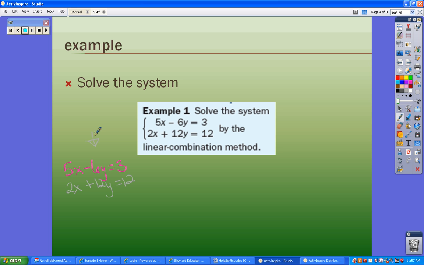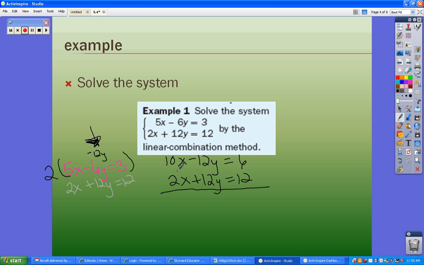I'm having all sorts of ink problems, guys. Okay, maybe black would be better. I have 12y here. I can change this to negative 12y easy enough by multiplying the entire top by 2. So I now have 10x minus 12y, which is what I needed, equals 6. Make sure everything gets multiplied by that 2. On bottom, I have 2x plus 12y equals 12 still. Nothing changes there.